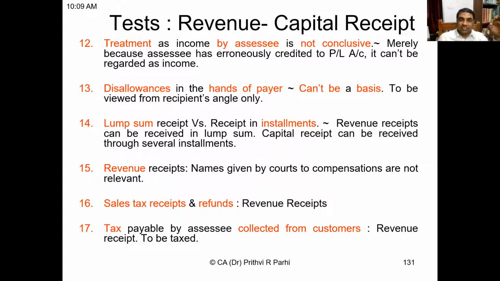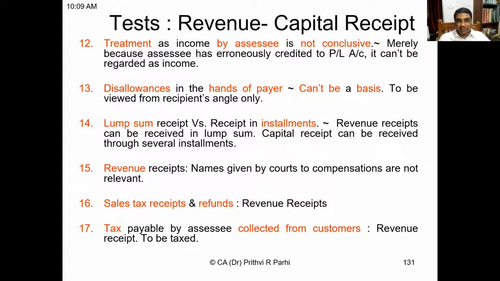Yes, sir. Then sales tax receipts and reforms, or in today's context, GST, goods and services tax receipts and reforms. They are revenue receipts. So let us say a businessman or dealer collects goods and services tax from the customers. They are revenue receipts. So they are his income. And when that money is deposited with the government, that is the expenditure. If the money is not deposited, that is income, and one has to pay income tax on it. Are you getting it? Yes, sir. They are revenue receipts.